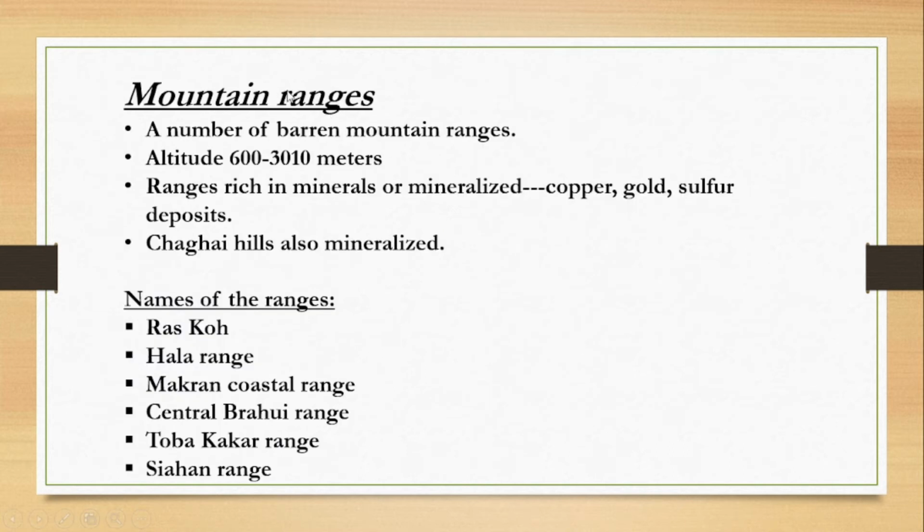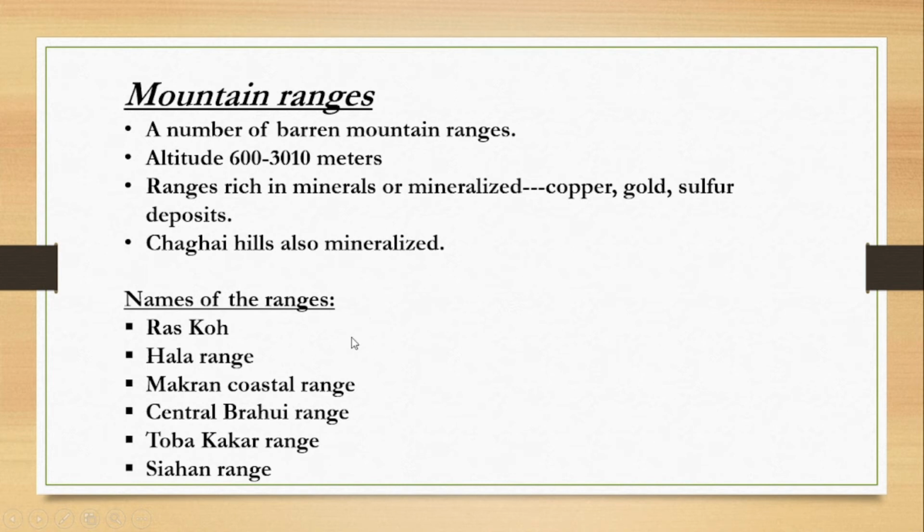Okay, now let's talk about the mountain ranges. There are a number of barren mountain ranges in the Balochistan Plateau. Why barren? Because they are devoid of vegetation, or there's no vegetation on those mountains. But these ranges do not have a very high altitude. Altitude means height. It's between 600 to 3000 plus meters, but these ranges are very much rich in minerals, or they can also be called mineralized areas of Balochistan, and they are rich in what sort of minerals? Copper, gold, sulfur deposits. The Chaghi Hills especially is a highly mineralized zone.